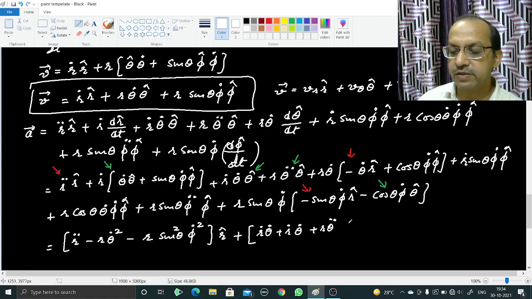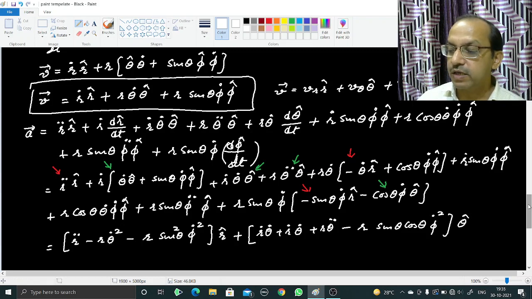It will be minus r sin theta cos theta phi dot square, and then theta cap.